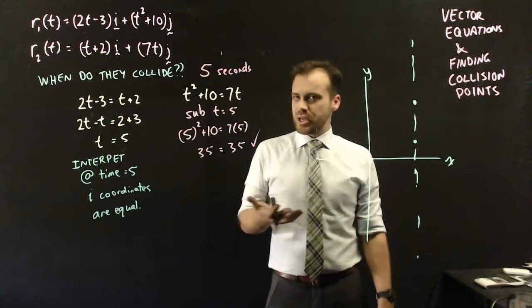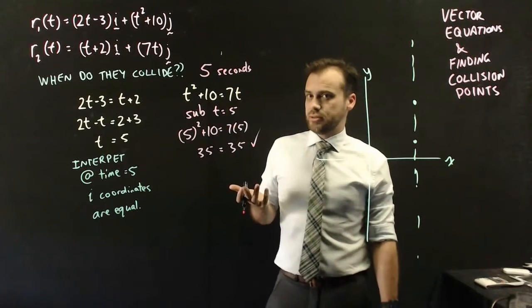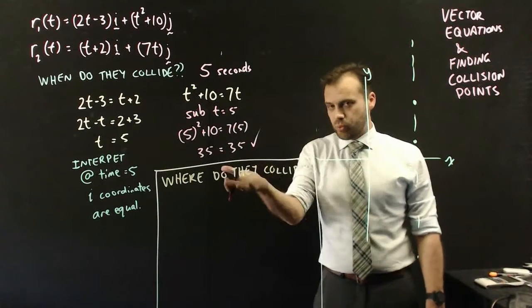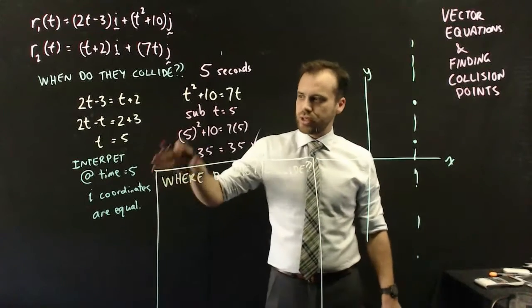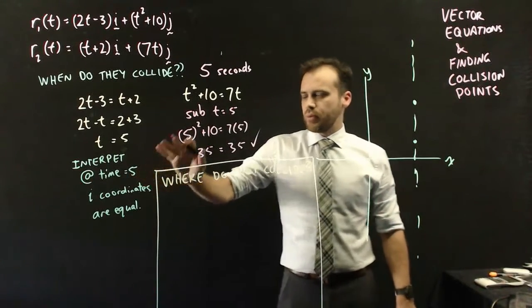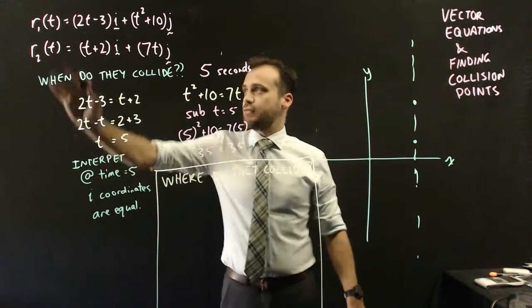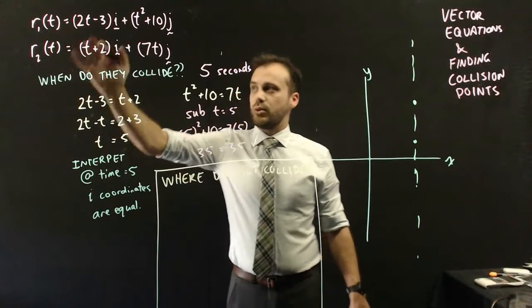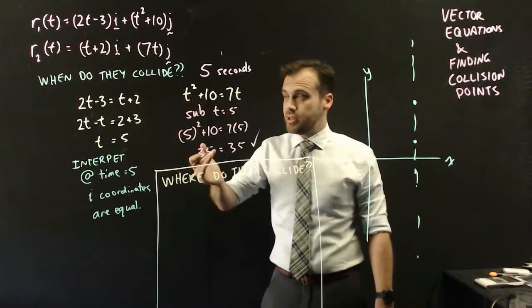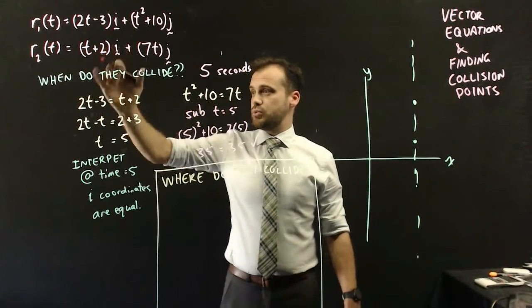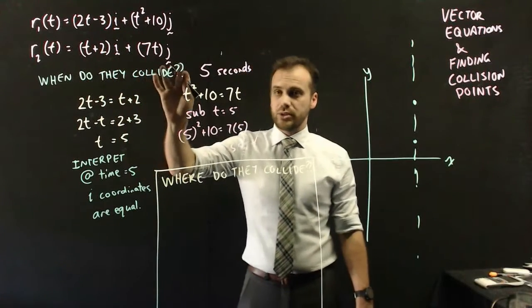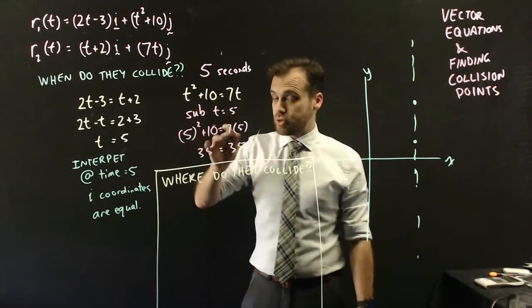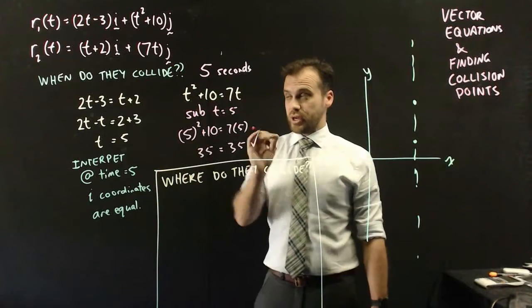But you must be asking a second question here. I know when they collide, but where do they collide? So this is straightforward. Because we know they collide at time 5, we only need to sub time 5 into one of these equations, whichever one looks easier. And if we sub it into one of those equations, it'll give us an I coordinate and a J coordinate. And that'll be the I coordinate and the J coordinate at which they run into each other.